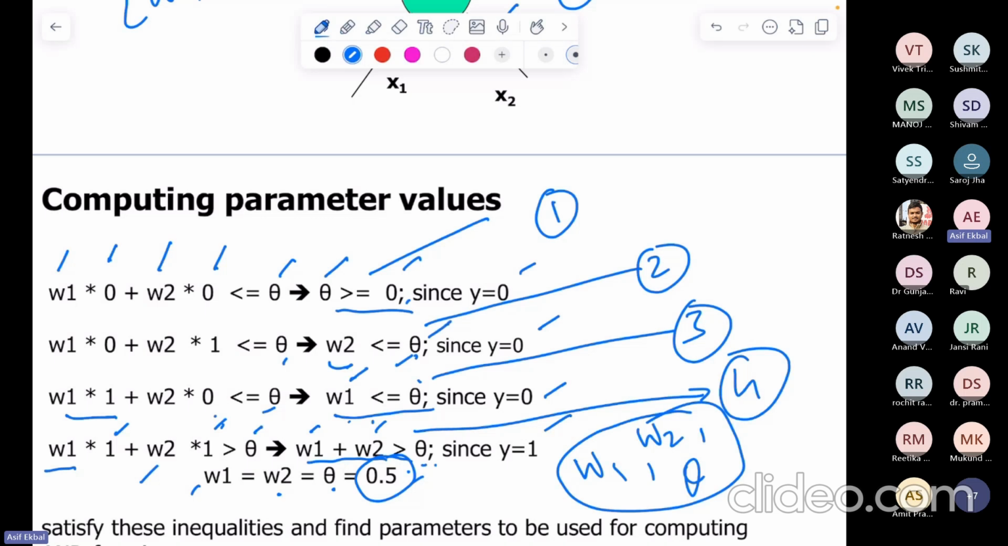And this is 0.5 less than or equal to 0.5, true. W1 is 0.5 and W2 is 0.5, so 0.5 plus 0.5 is 1, and theta is 0.5. So this is also validated. Now you see that if you have the values of W1, W2, and theta to be 0.5, then all these four different equations are satisfied. Okay. So this is very important.